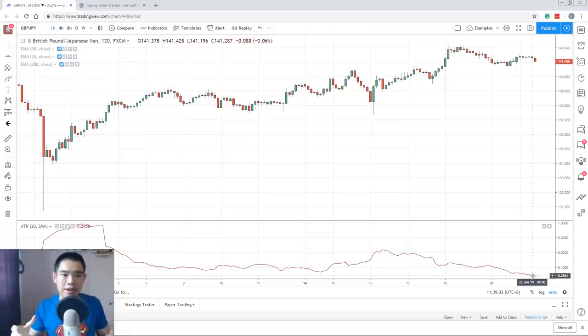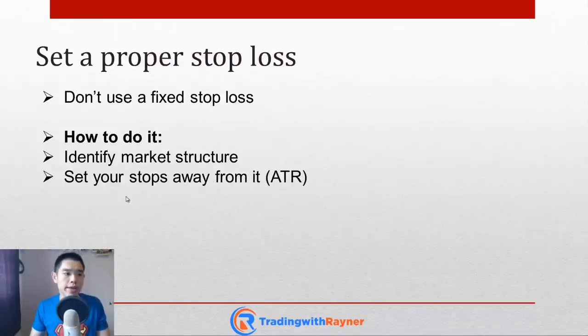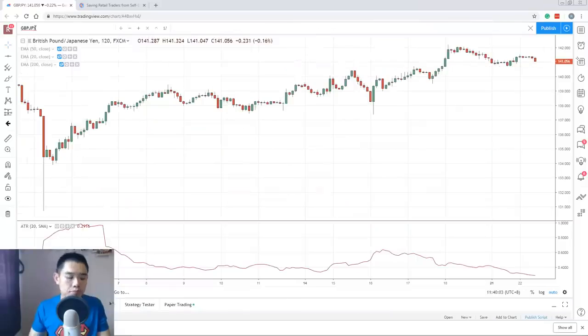So bear this in mind, and this is why I said that you don't want to use a fixed stop loss when you are trading. Instead, what you want to do is identify, step one, the market structure. Can be support, resistance, trend line, pivot points, whatever. And then set your stops away from the market structure. And how you set your stops away from market structure is you can use the ATR indicator. You can use 1 ATR away, 2 ATR away, depending on how conservative you want to be. So let me share with you a few examples to illustrate my point.